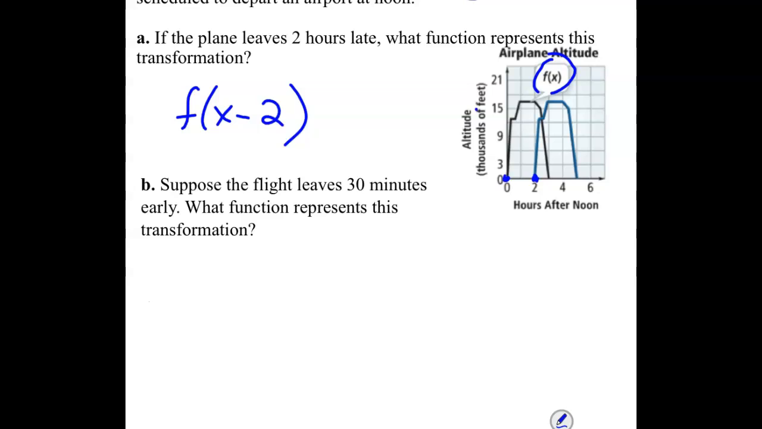Suppose the flight leaves 30 minutes early. Write a function to show that transformation. I'm going to pause this, give you a chance to talk to your table mates. All right. So what do we do with our function to make it leave a half an hour early? We want to add, right? Because we're going back in time to the left. How much? Yes, 0.5. X was in hours. We're only going 30 minutes ahead of schedule. Right? That's a half an hour. So x plus 1/2.